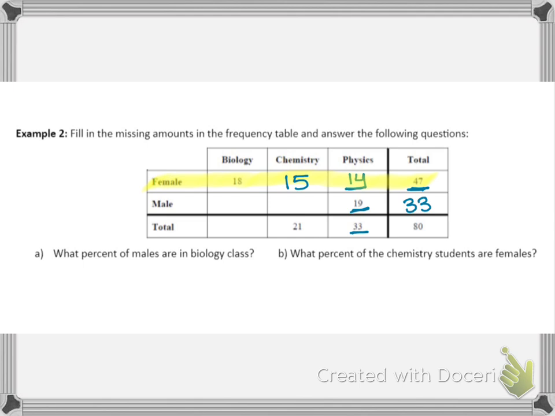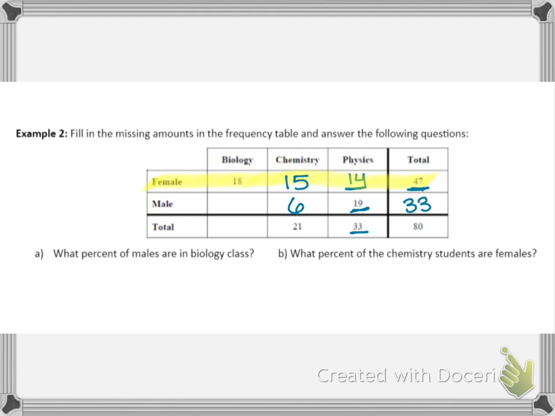Now if I look at this column for chemistry students, I know there should be a total of 21 students in the class. If I subtract off the 15 female students, I'm left with there being 6 students in the class that are males.